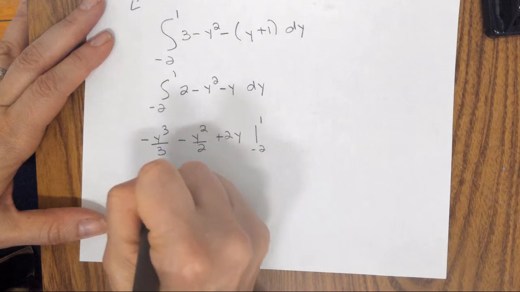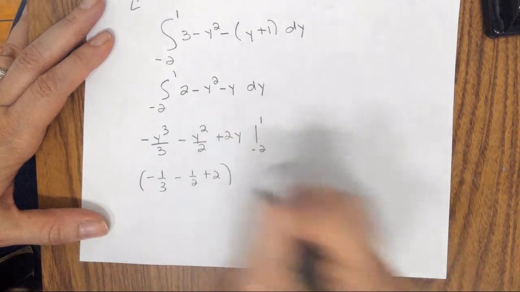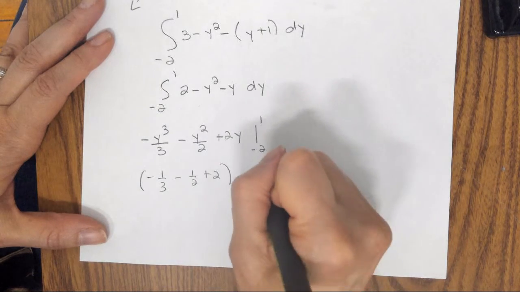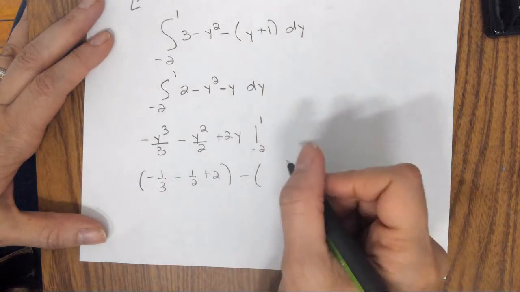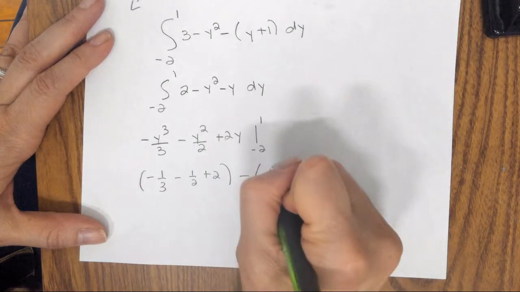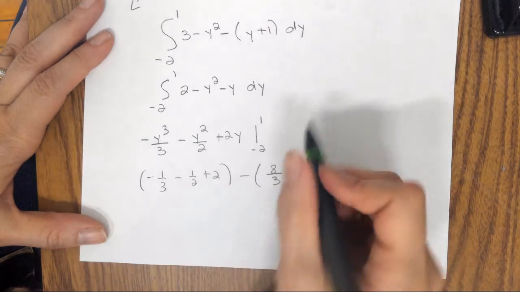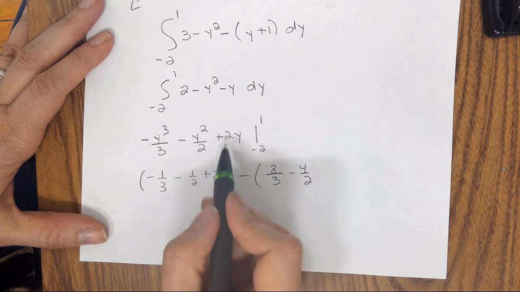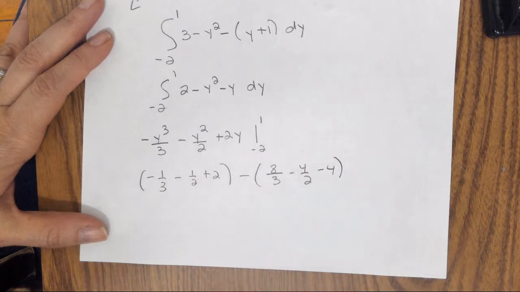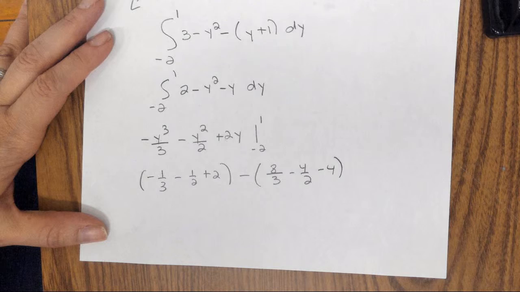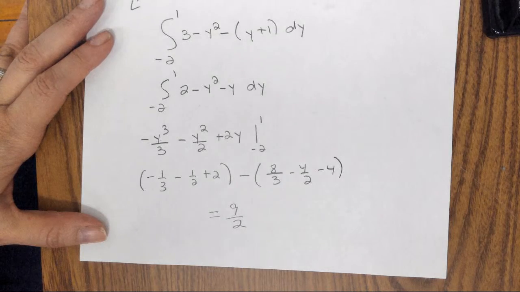And now be sure to plug in 1 minus, now plug in negative 2. When I cube negative 2, I get negative 8. And negative is just positive 8 over 3. When I square a negative 2, I get positive 4, so I still have that. And then 2 times negative 2 is negative 4. And I'll leave the rest up to you to solve. You should get 9/2.